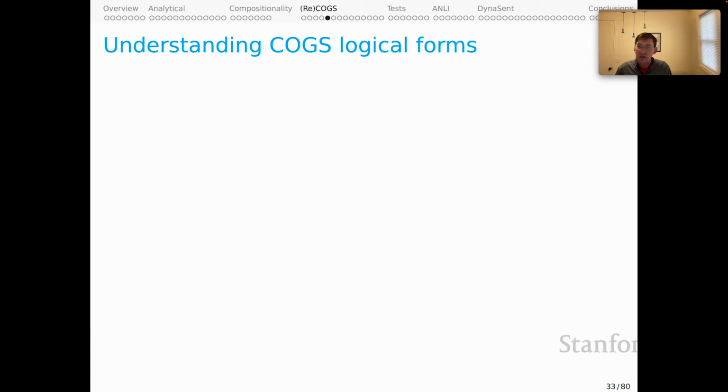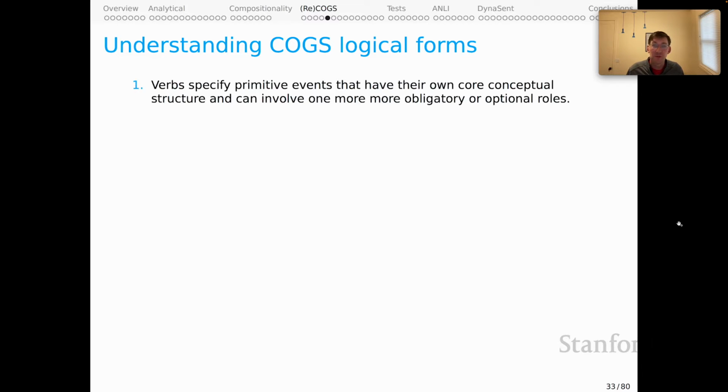We should pause to more deeply understand the COGS logical forms because they have some interesting features that actually help explain the pattern of results that we see in the literature. To start, I kind of alluded to this before, verbs specify primitive events that have their own core conceptual structure and can involve one or more obligatory or optional roles.